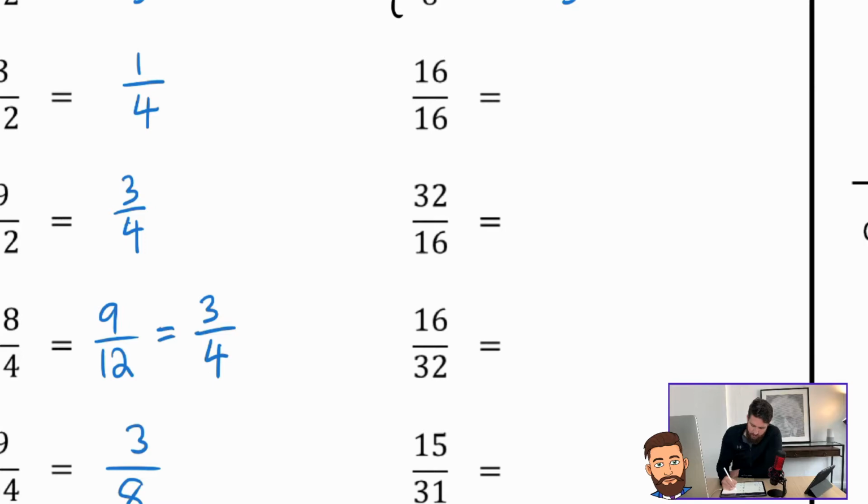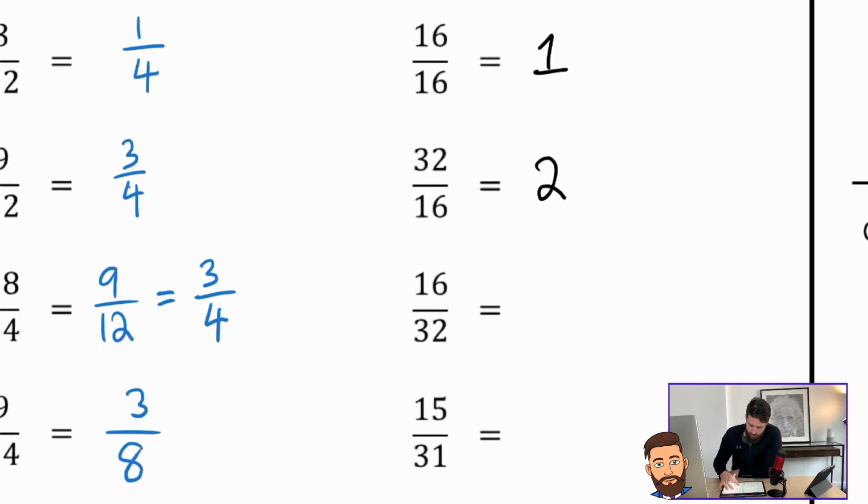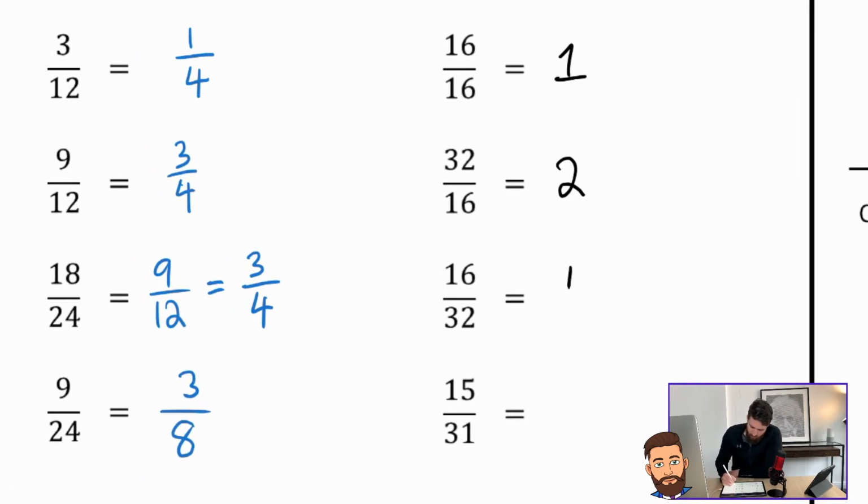16 over 16, that's just 1. That goes down to 1. 32 divided by 16 over 16, that actually is just 2 whole ones. And then you should have got a half for this one, because 16 goes into 16 once and 16 goes into 32 twice, or you could have gone and halved it until you got down to a half.